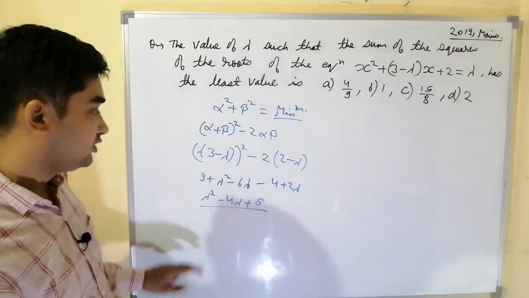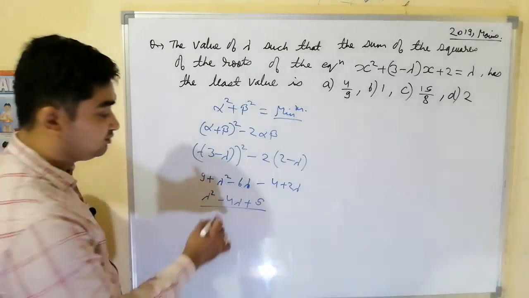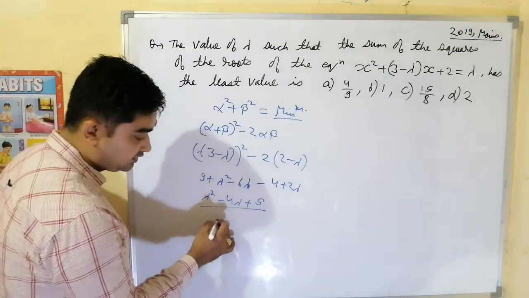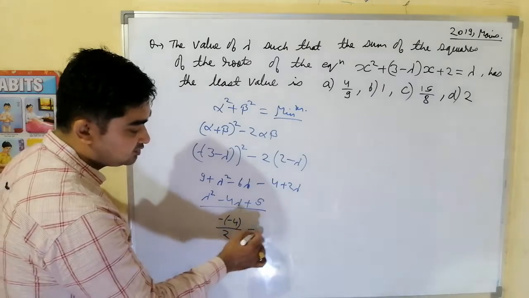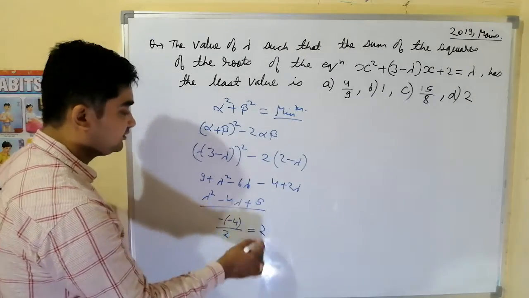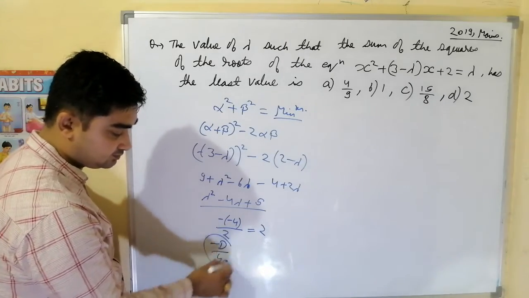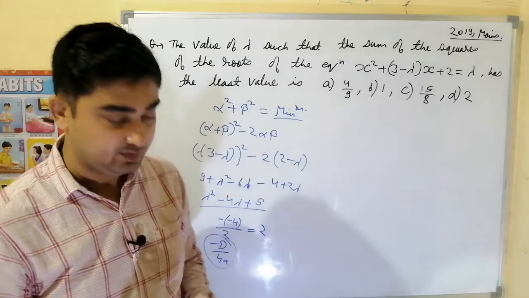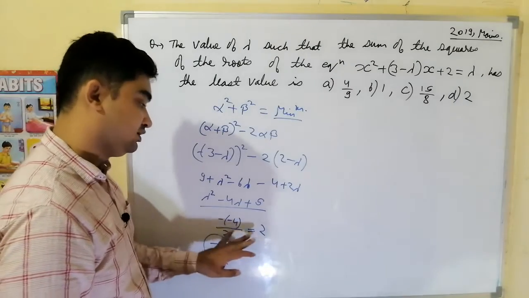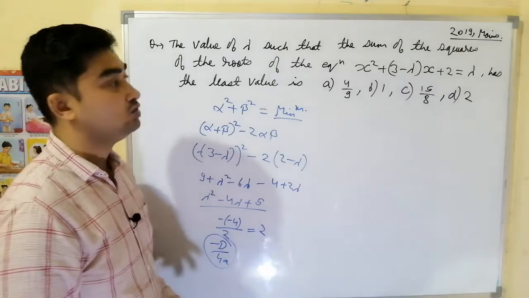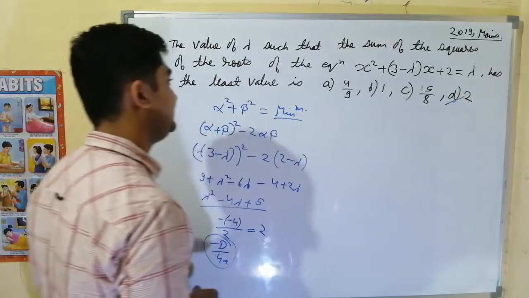And this is a quadratic equation in lambda. And we know our quadratic equation in lambda is minimum whenever the value of this input is minus b by 2a. What is minus b by 2a? It is minus of minus 4 by twice of a, which is 1. So lambda equal to 2, this thing will become minimum. And what is the minimum value? Minus d by 4a. But they are not asking what is the minimum value. They are asking the value of lambda such that this becomes minimum. The value of lambda is 2. So the answer is 2, which is option D.